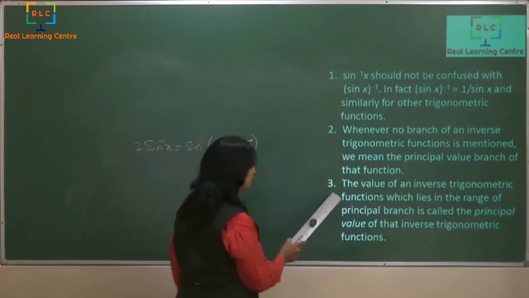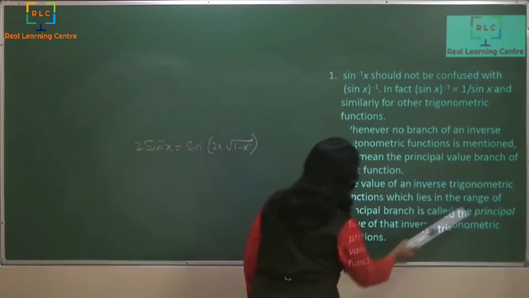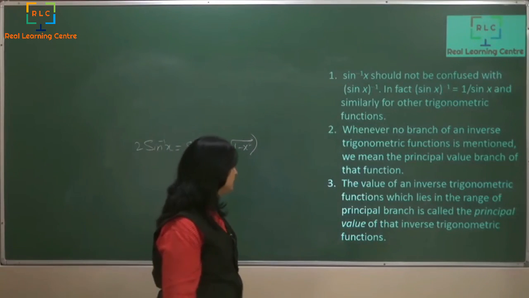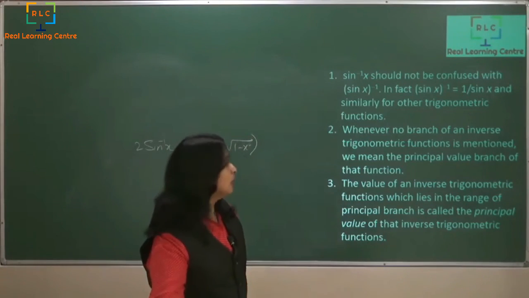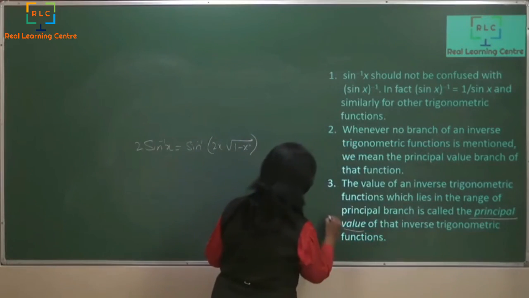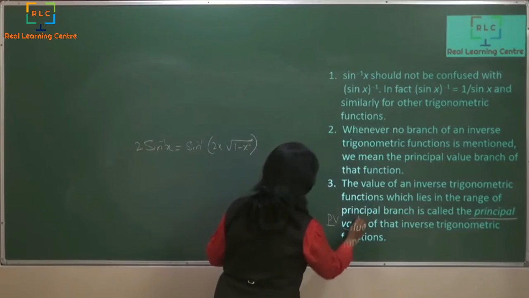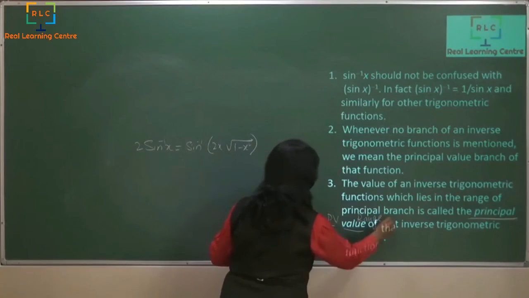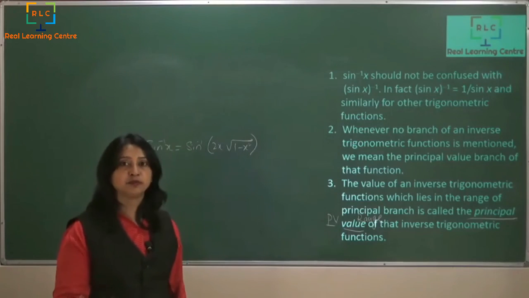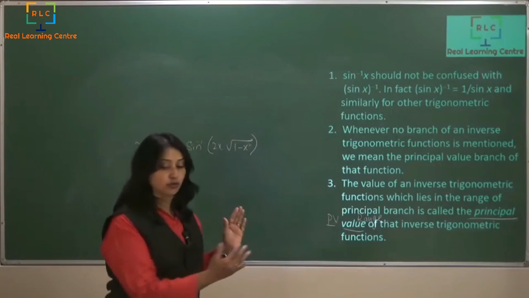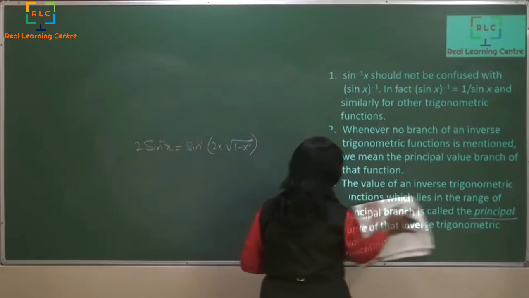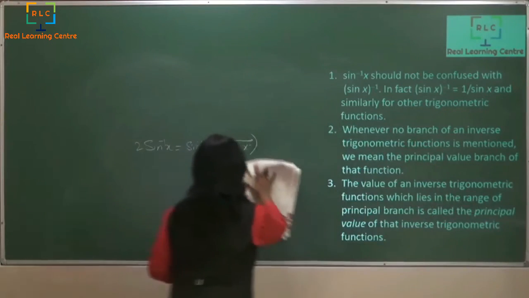Now point number 3: the value of an inverse trigonometric function which lies in the range of the principal branch is called the principal value of that inverse trigonometric function. This principal value branch is also called, from now on we will call it PV, the range for us. In the question they may ask you the range or the principal value branch. Whenever I mention that only certain kinds of answers will come, those answers are said to belong to the principal value branch.